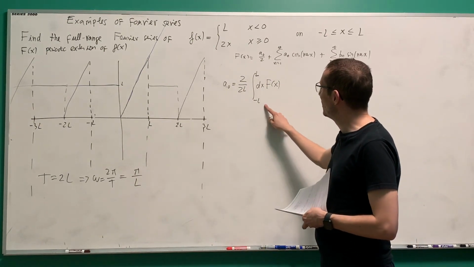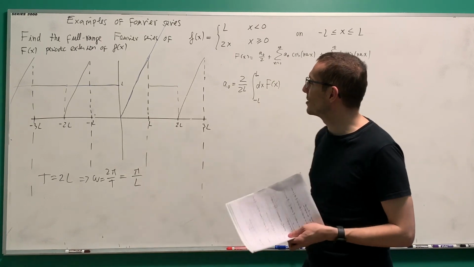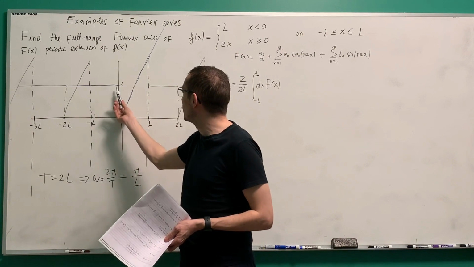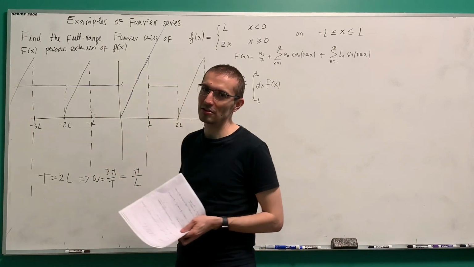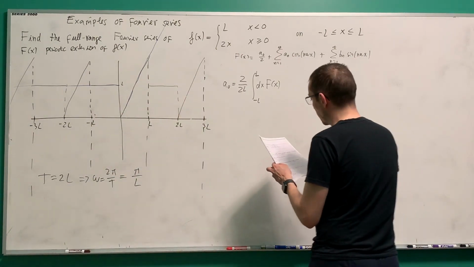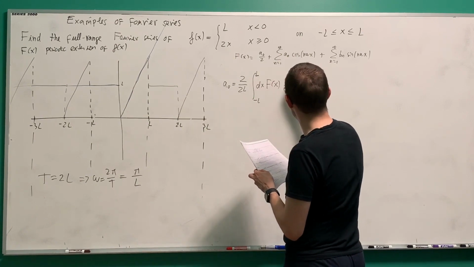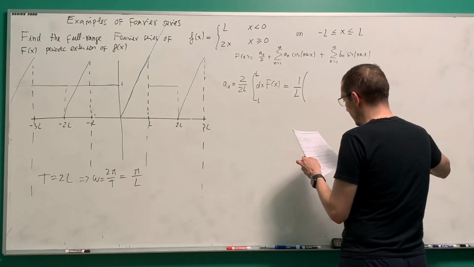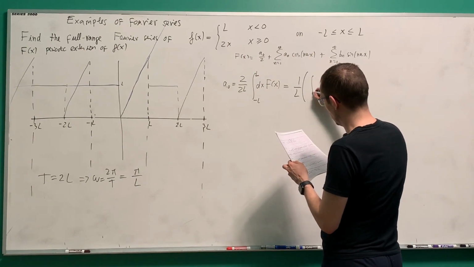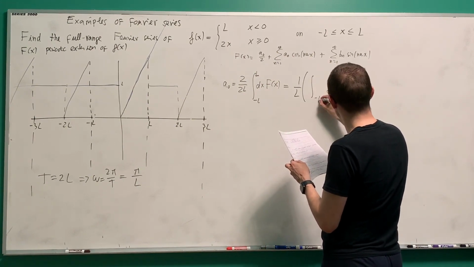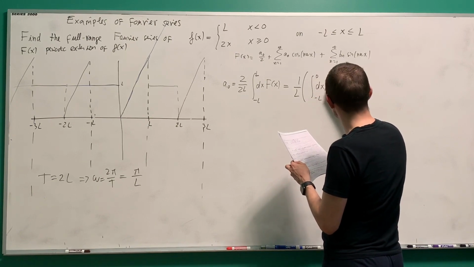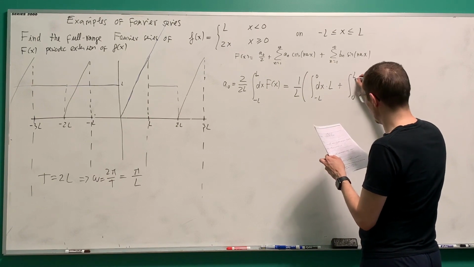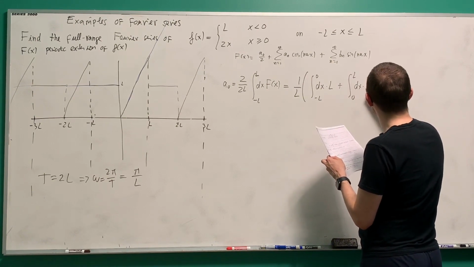Now, what is the problem with this? The problem is that in this case, the function has no parity in the interval. From here to here is one function, and from here to here is another function. So I need to divide that integral in two. This integral is going to be 1 over L, common factor, times the integral from minus L to 0 dx of L, plus the integral from 0 to L dx of 2x.